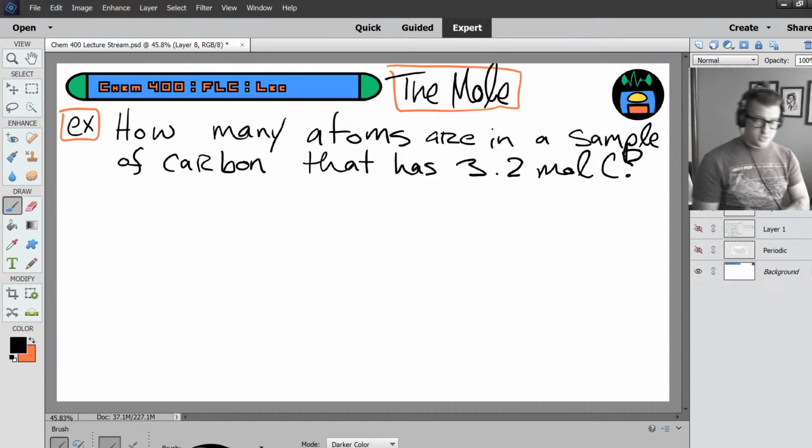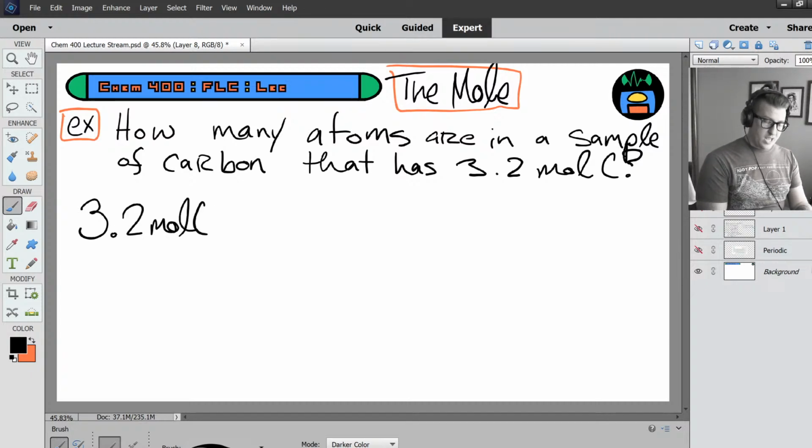All right. So, if this process is unfamiliar to you, how to use ratios to convert units, I'll be doing a review of that lab lecture tonight, so you can check that out at 7 or later at your own convenience. But we have 3.2 moles of carbon, and we need to convert to atoms of carbon.